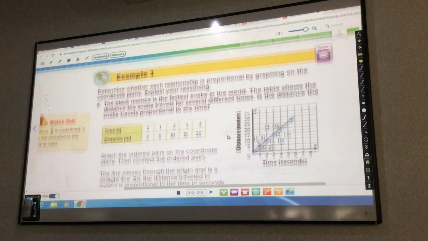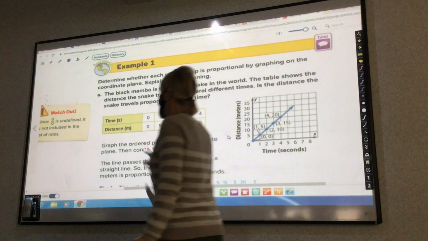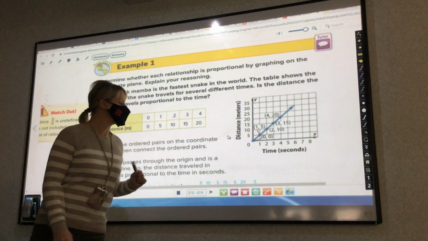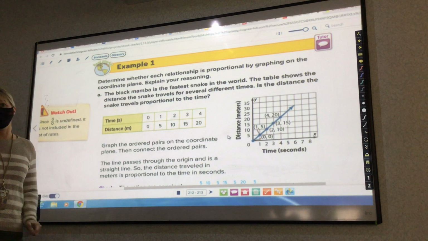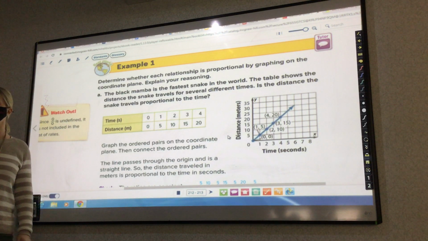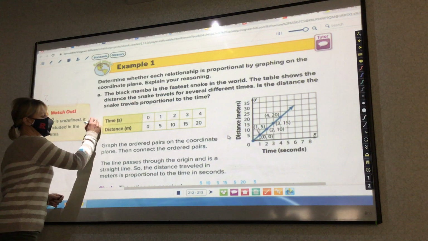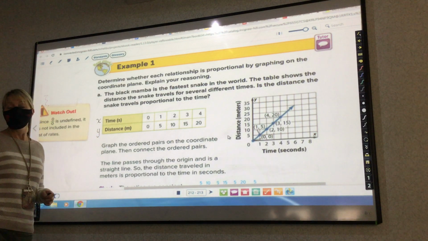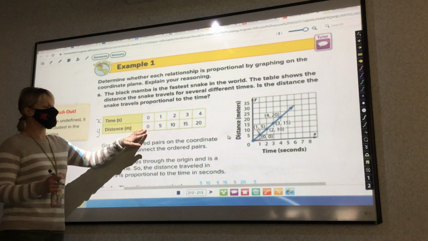determine whether each relationship is proportional by graphing on the coordinate plane. So what you have to do in this lesson is you have to take this and graph it. In our notes from the other day, what did I say the top one was always going to be? Was it going to be Y or was it going to be X? So you always need to make sure, okay, this is my X, this is my Y.